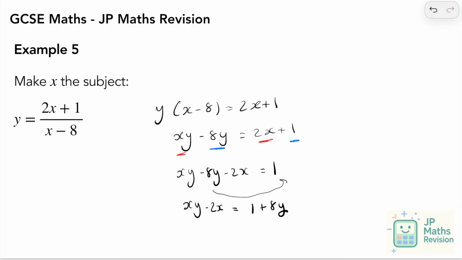And then now I'm going to factor out the x. So I have x bracket y minus 2 equals 1 plus 8y. And now to get x by itself, I'm going to divide both sides by y minus 2. So I end up with x equals 1 plus 8y over y minus 2. And now we have x as the subject.